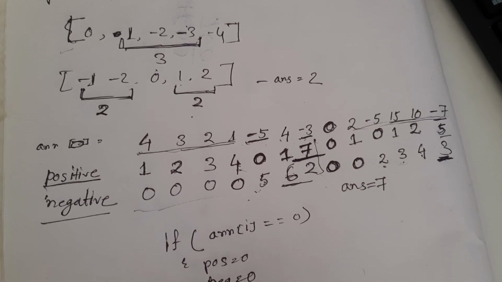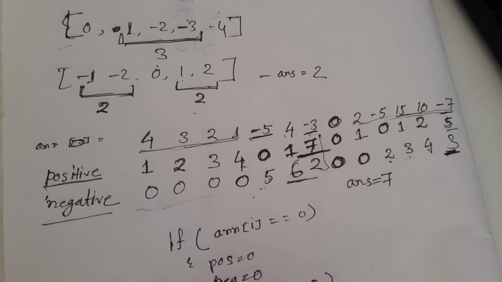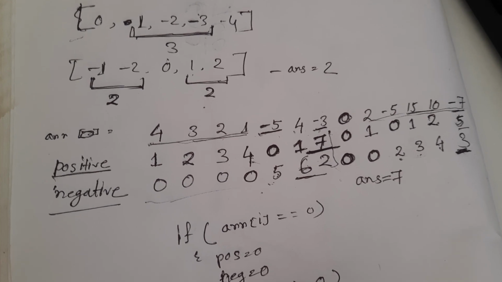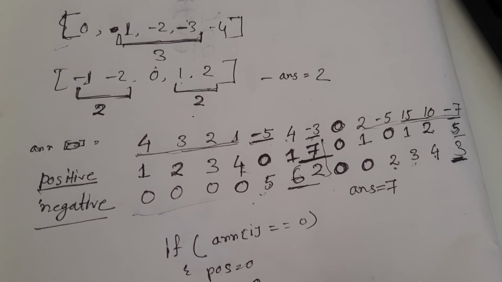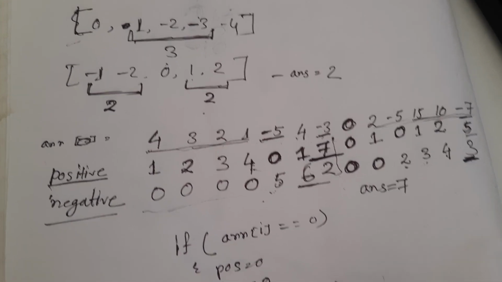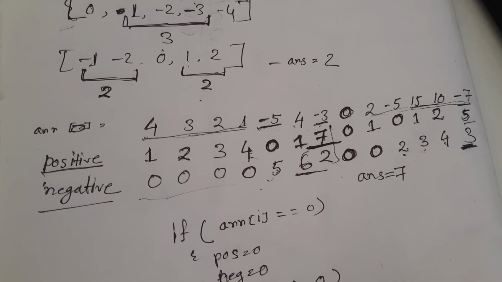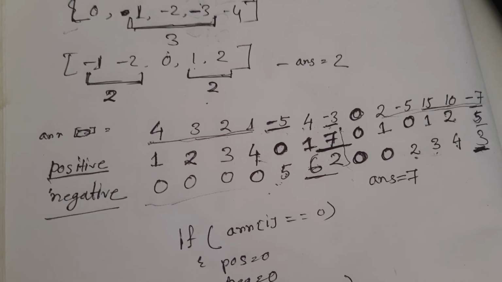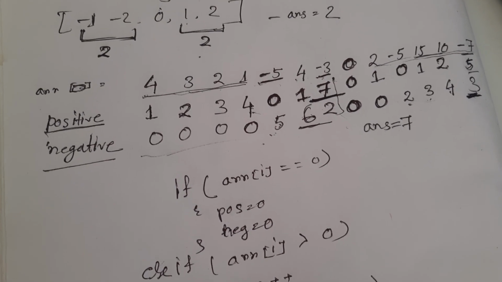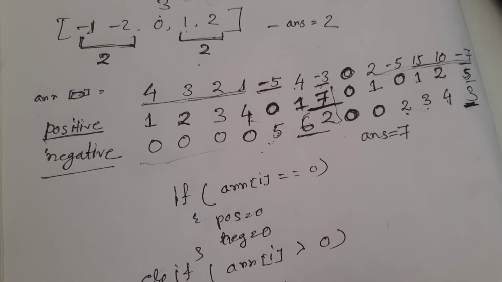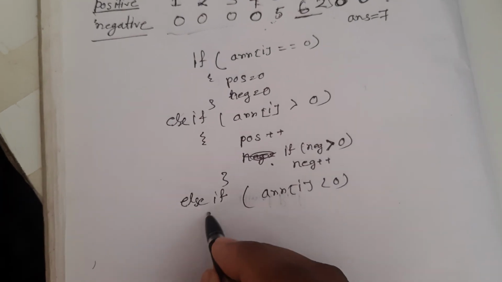So this is our condition. If array of i is greater than or equal to 0, in that case we just increase the positive length by 1, and if the negative length is greater than 0, in that case we will increase the negative length. And else if array of i is less than 0, in that case we need to swap these two values.